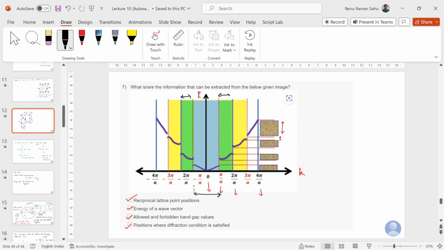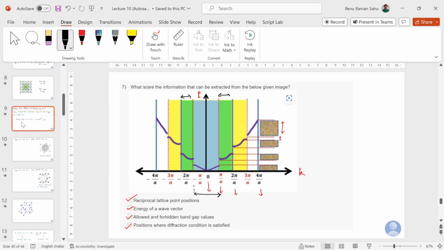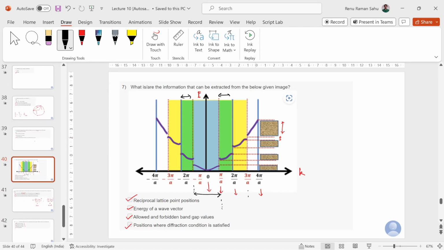And then they have given D as the square boxes that you have made outside, which are forbidden bands. That is D. E is the dotted lines between pi/a and 3pi/a, the red dotted lines that you have made, the vertical lines at pi/a and 3pi/a. That is E, the region between these two. You can mark it as E.